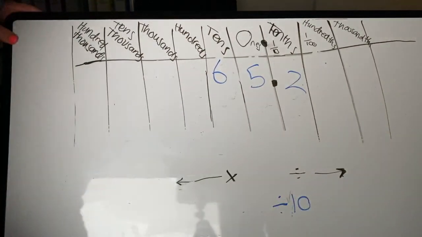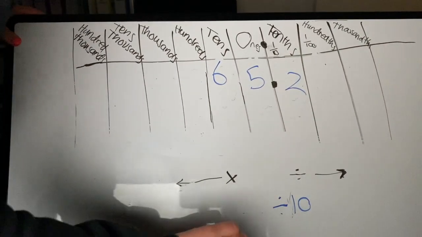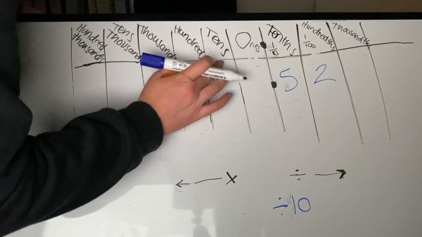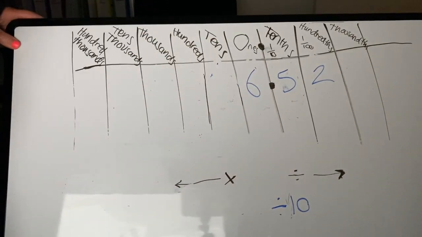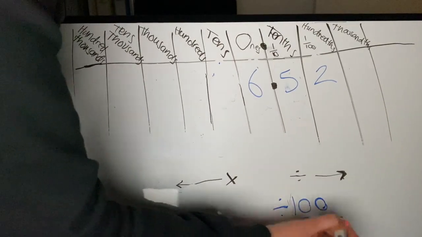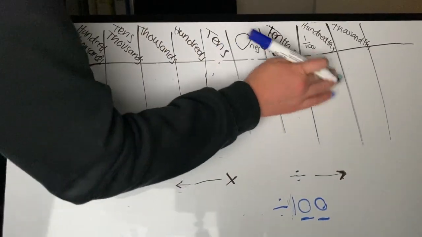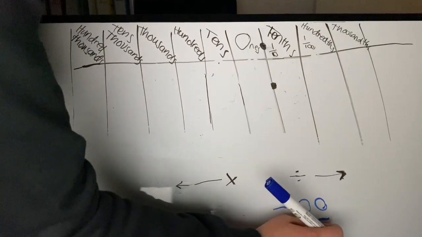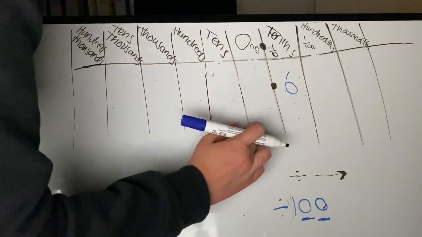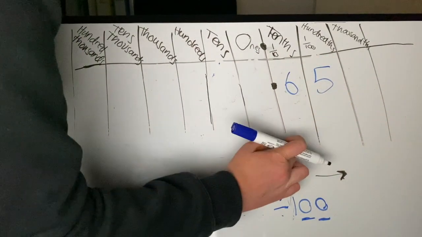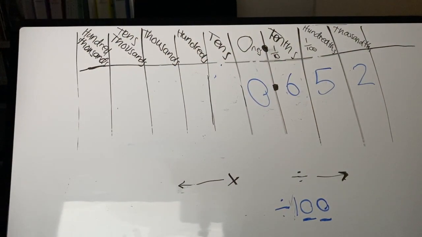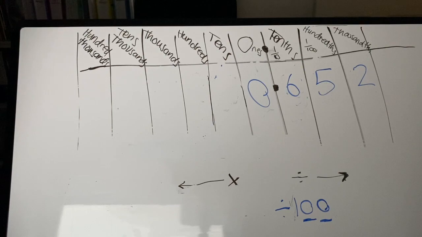First of all, I'm going to divide it by 10, which means that I need to move each digit 1 place value column to the right, as it becomes 10 times smaller. My number is now 6.52. If I were to divide it by 100, I'd need to move the digits 2 place value columns to the right from where they originally started. So 1, 2. And now my number is 0.652 and is 100 times smaller than where it started.